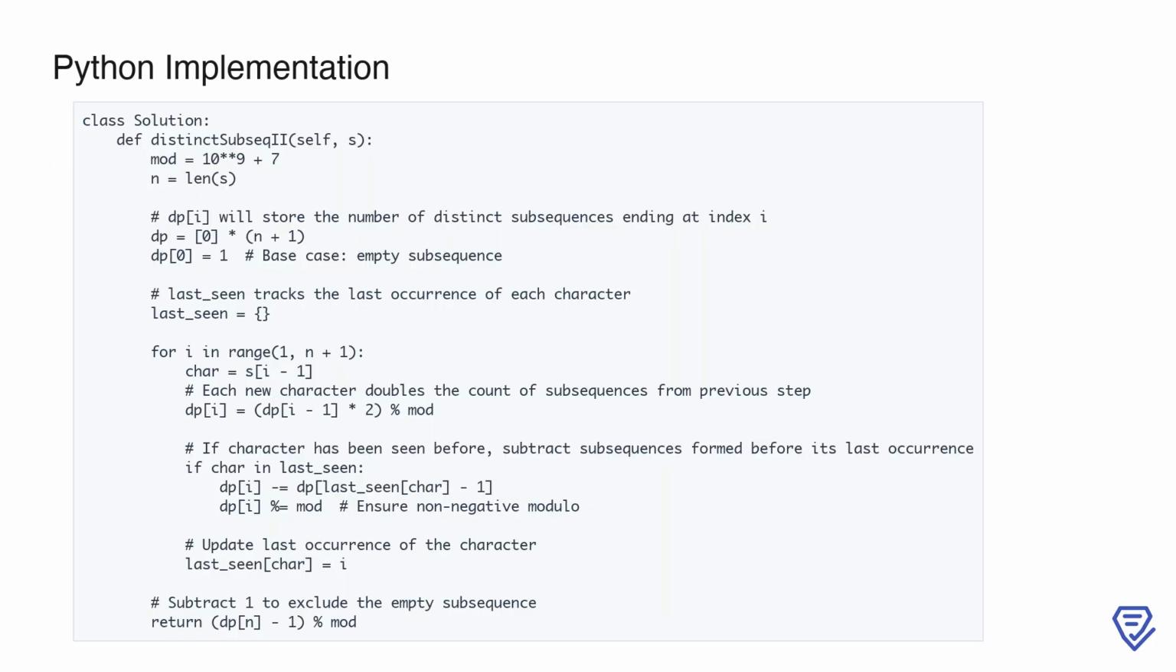The solution uses dynamic programming to calculate the number of distinct subsequences of the given string S. The primary focus is on maintaining a running count of subsequences and efficiently handling duplicate characters using a dictionary.